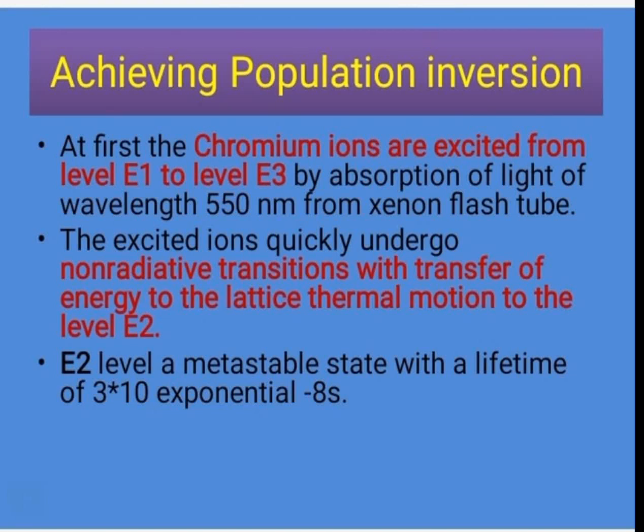As E2 is a metastable state, chromium ions will stay there for a longer lifetime. Hence, the number of chromium ions goes on increasing in the state E2 due to optical pumping. The number of atoms in the ground state E1 goes on decreasing. As a result, population inversion is achieved between the states E2 and E1. The E2 level is a metastable state with a lifetime of 3 × 10^-8 seconds.